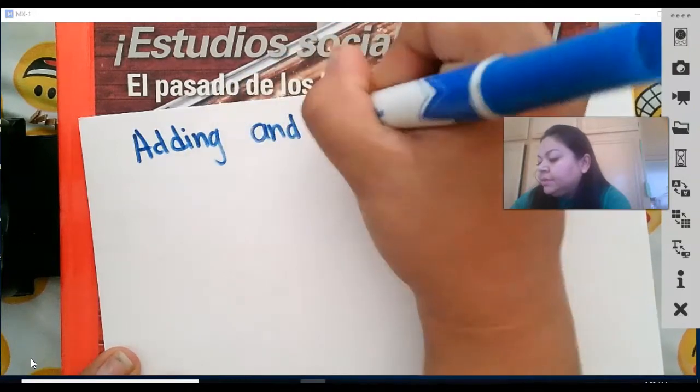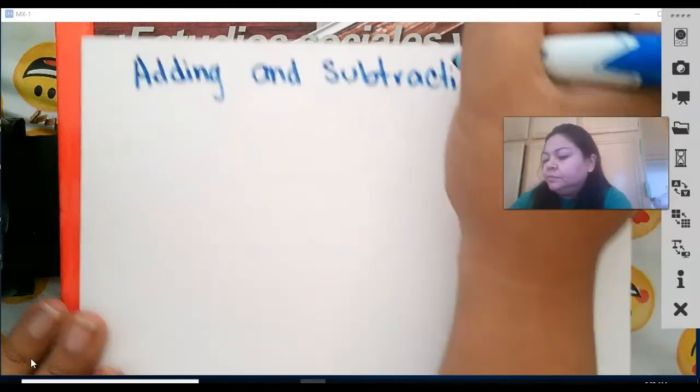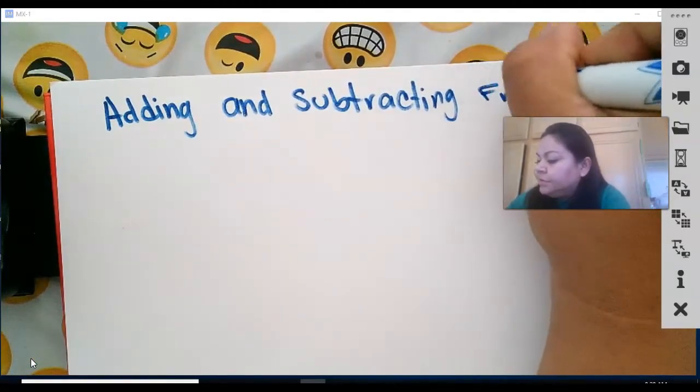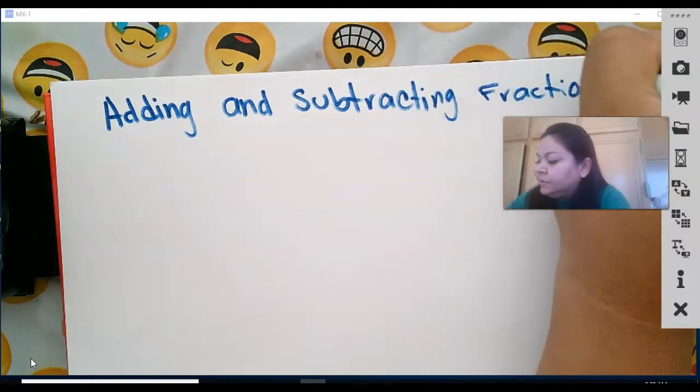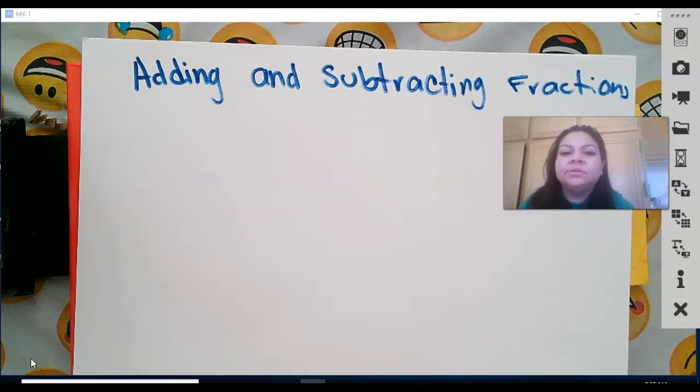Today I'm going to be reviewing adding and subtracting fractions. In fifth grade, something new that you did not learn in fourth was to add and subtract fractions with unlike denominators. So I'm going to go ahead and give you some examples, and I'm going to start with one.